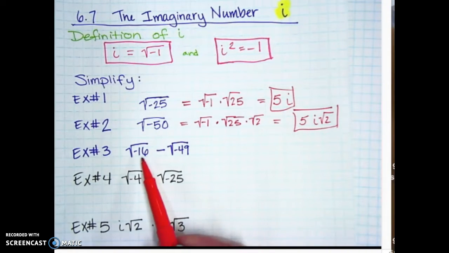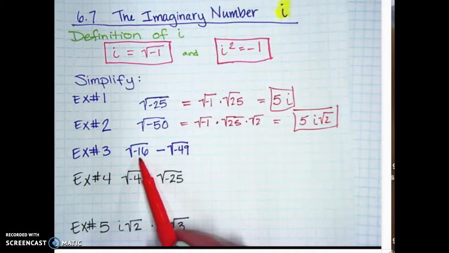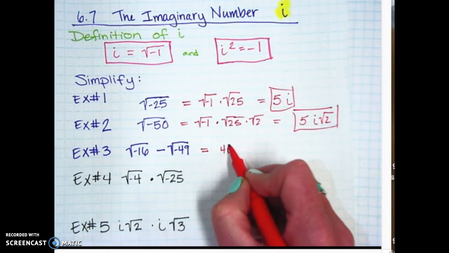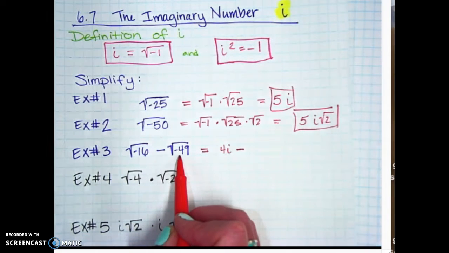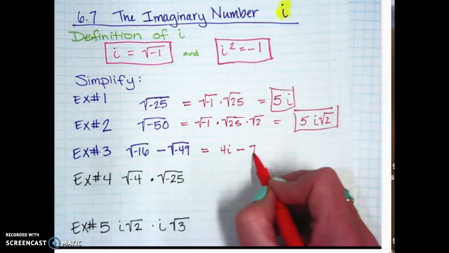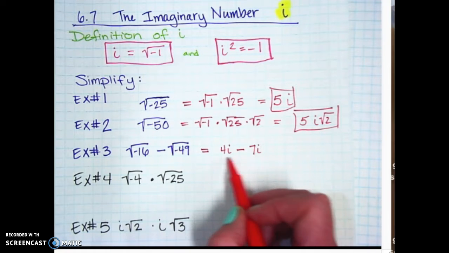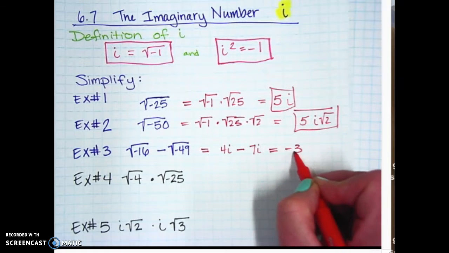Example number 3, we have the square root of -16 minus the square root of -49. So we know that the square root of -16 is 4i. Copy the minus sign. And we know the square root of -49 is going to be 7i. These are what we consider like terms. So 4i minus 7i, we're going to combine those to get -3i.